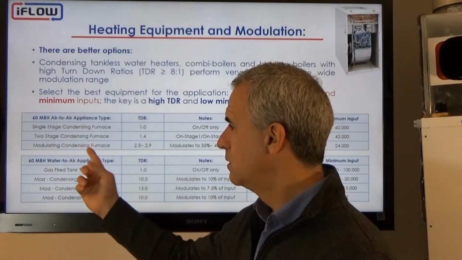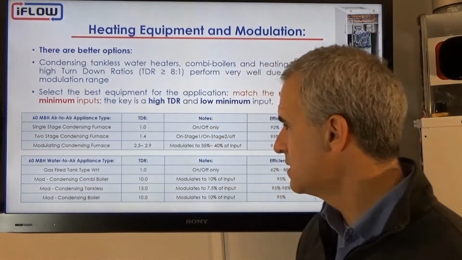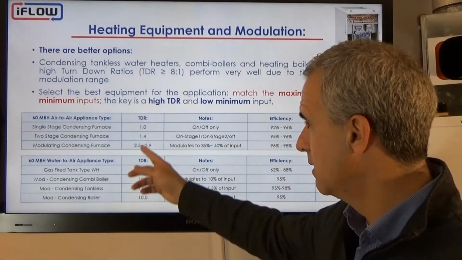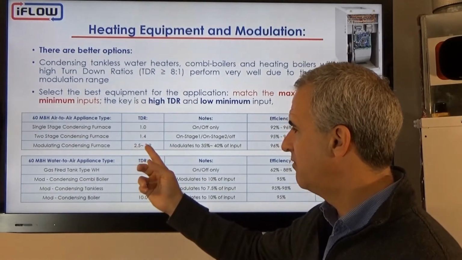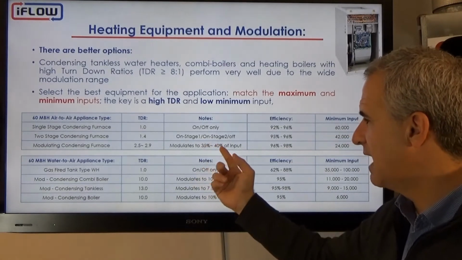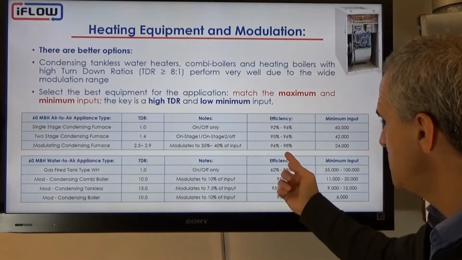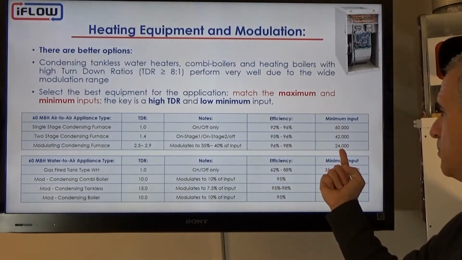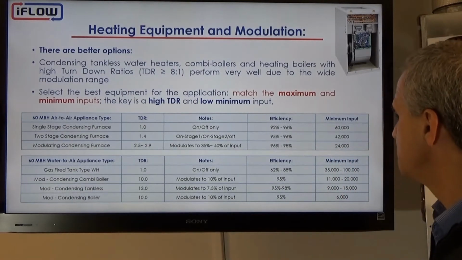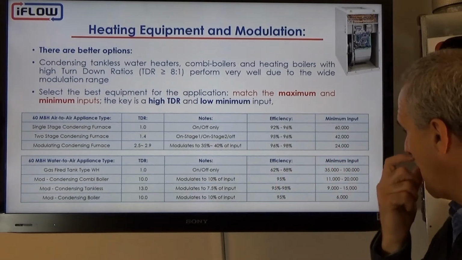If I get into modulating condensing furnaces, now I'm 2.5 to almost 3 to 1 turn down ratio. I can modulate down to kind of 35 or 40%. Efficiency is decent, but my minimum input is still quite high at 24,000 BTUs or 23,000 BTUs, depending on the model.